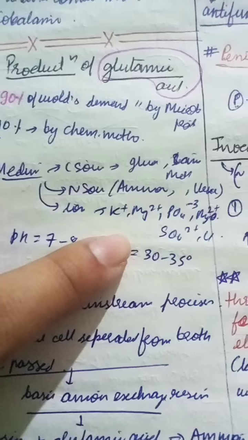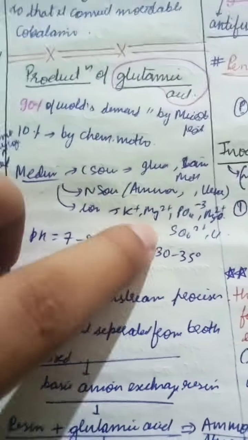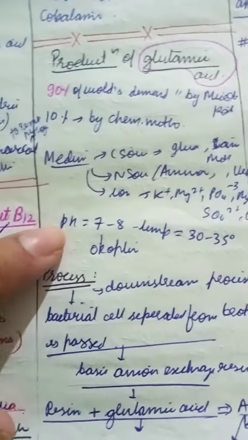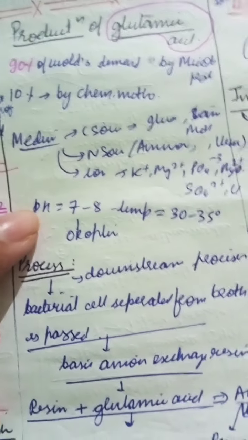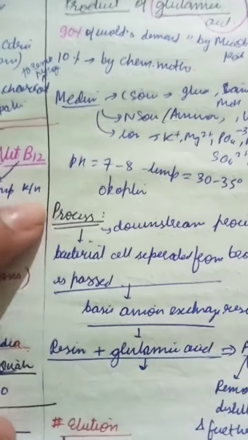The ions are potassium, sodium, and magnesium. These are used. Now, a pH of 6 to 7 to 8 has to be maintained. The optimum temperature is 30 to 35 degrees Celsius.